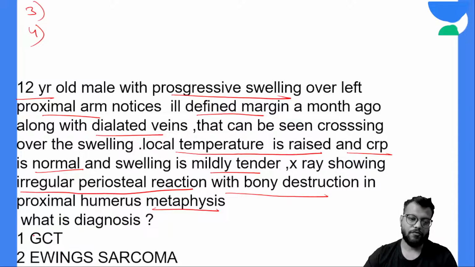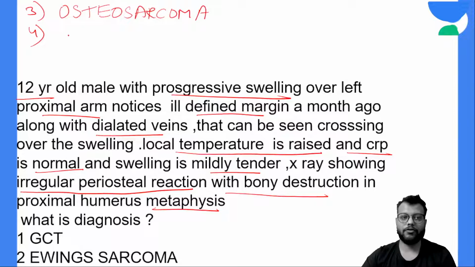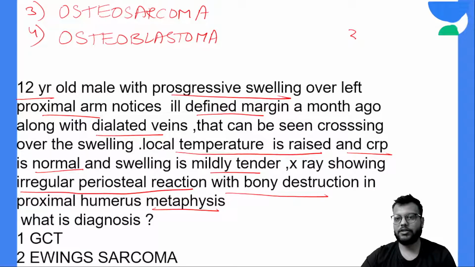First option is GCT. Second option is Ewing sarcoma. Third option is your osteosarcoma, and fourth option is your osteoblastoma, okay. So I'll give you again 30 seconds for this question.